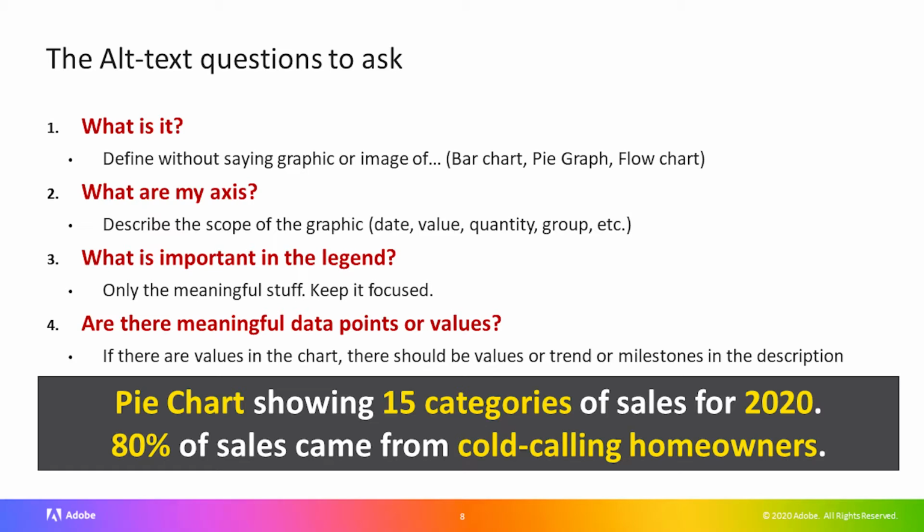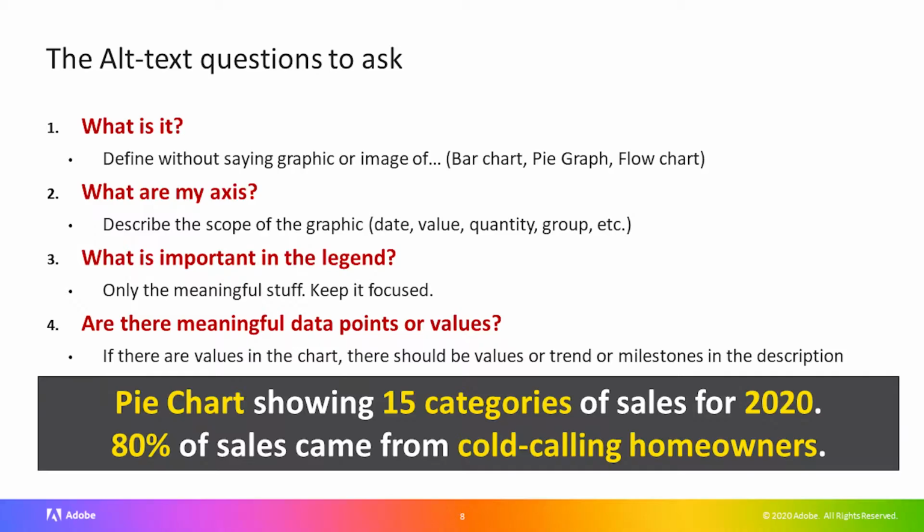So, alt text questions to ask. These are the things, this is my methodology for coming up with alt text. And it works pretty well for me. I hope it works well for you. So the first thing you want to remember is that when you get to a graphic, your screen reader is going to announce the word graphic, and it's going to read the alt text. It is by default assumed that your graphic is a photo. So you never want to start your alt text with photo of or image of, right?